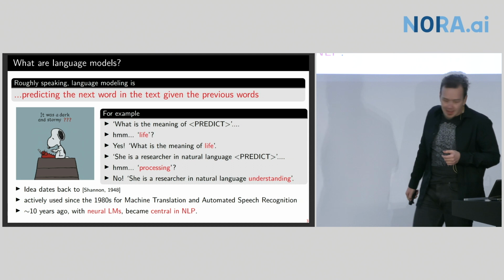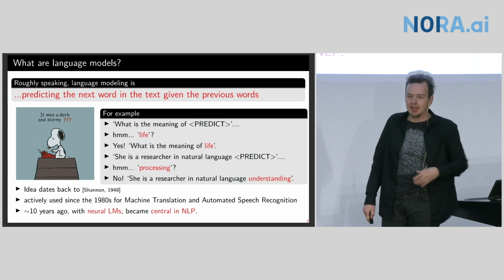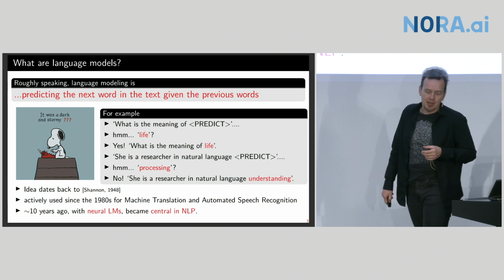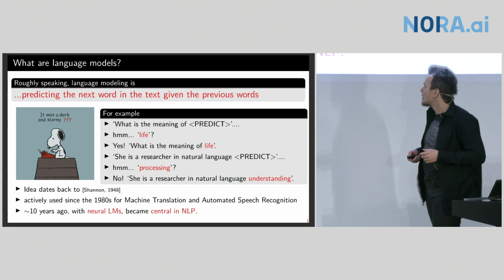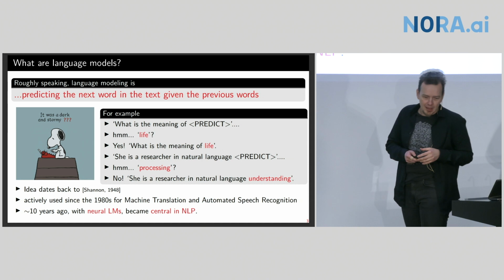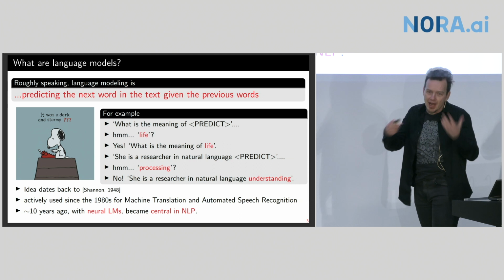And yeah, this idea is definitely not new. The idea of language modeling as a computational task dates back to at least Claude Shannon in the middle of the 20th century, and it was actively used in natural language processing for tasks like automated speech recognition, for machine translation, etc. But about 10 years ago, with the advent of large and powerful neural language models, it became really central in natural language processing. So if even 20 years ago, language modeling was just one of the tasks, maybe not very much mainstream, nowadays it's really central. And I will try to give at least a glimpse of why that is.